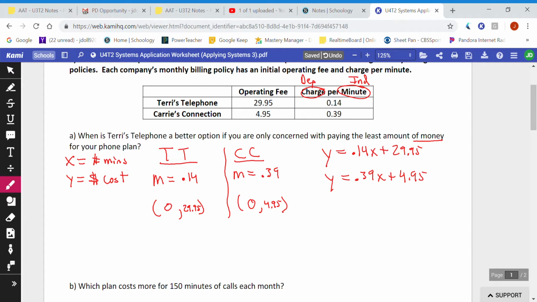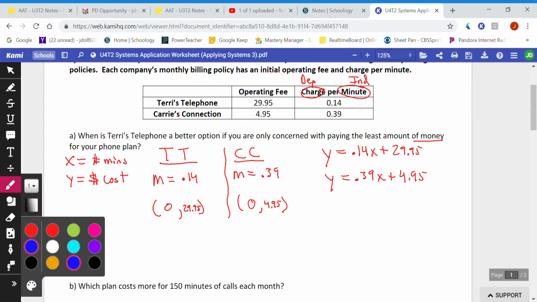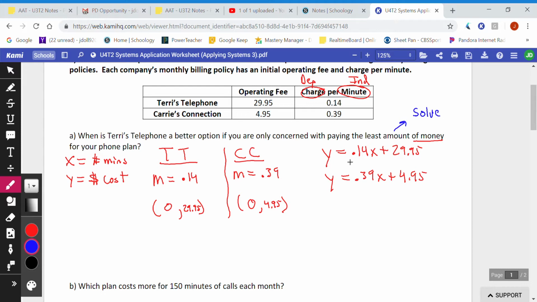In other words, we need to find when these two plans are the same. To know which one is better, we have to know when they're going to be the same. So essentially what this is asking us to do is to solve the system, right? So when you're paying the least amount of money, essentially this is telling us we need to write and solve our system here. Now I'm going to use substitution.